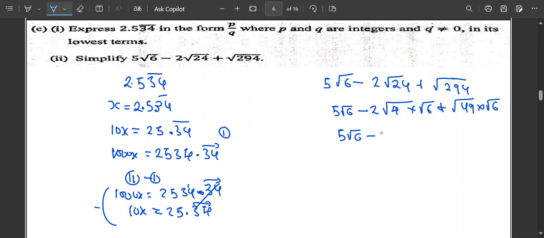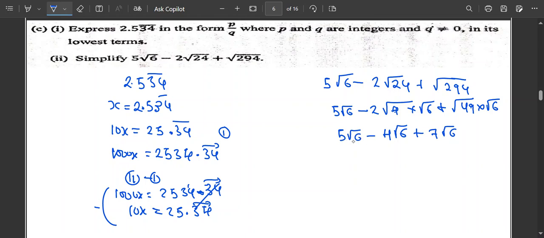That will be 4, right? Because root 4 is perfect. 4 is perfect. So to multiply, that will be negative 4, then root 6 will remain there. Plus here it's 7. So we'll have 7, then root 6 will remain there. Hope that is clear.